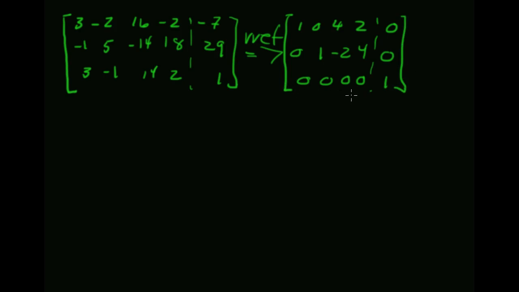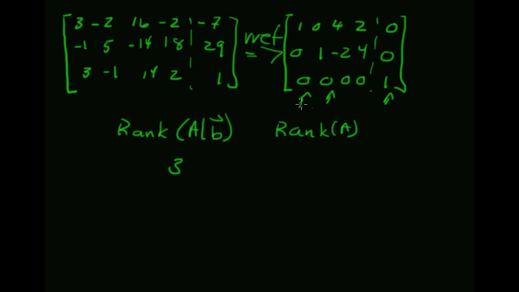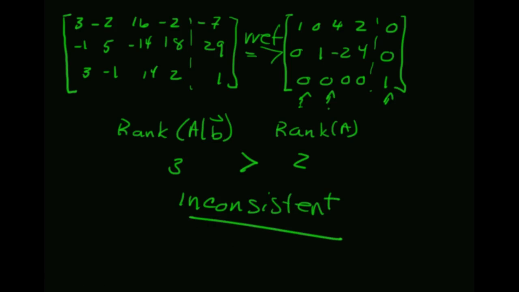Alright, again, there's that telltale bad row. So if I look at the rank of A with B, that comes out as 3, 1, 2, 3 columns here, as opposed to the rank of A, which just has 2 columns. So that's bigger than this, which means that I am again inconsistent, and I can stop.